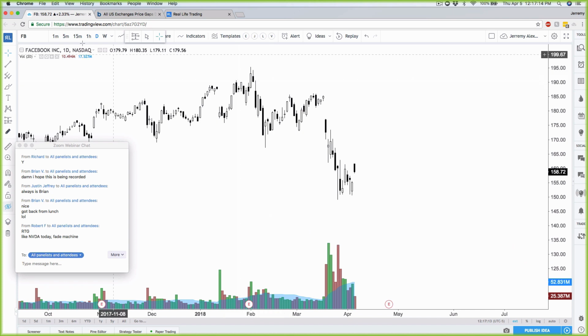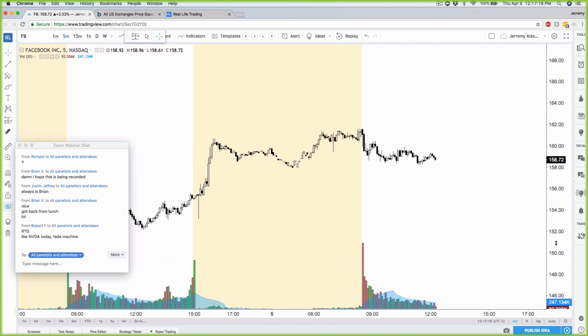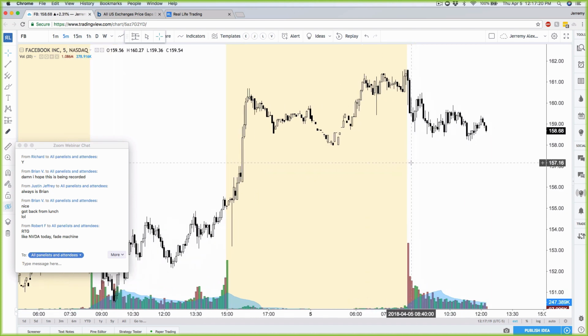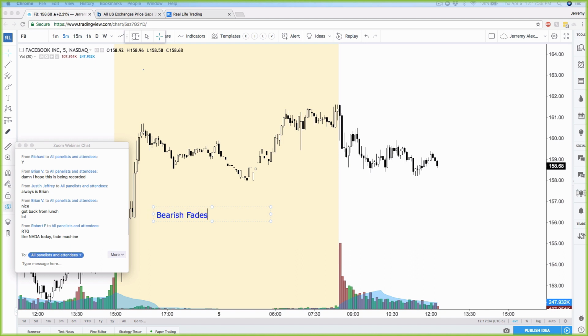Now, I use pre-market a lot when I'm fading. Pre-market is very, very important. So I'm going to pull up this 5-minute chart. And what we're first and foremost going to do is go through some steps. So, bearish fades. Step number 1.